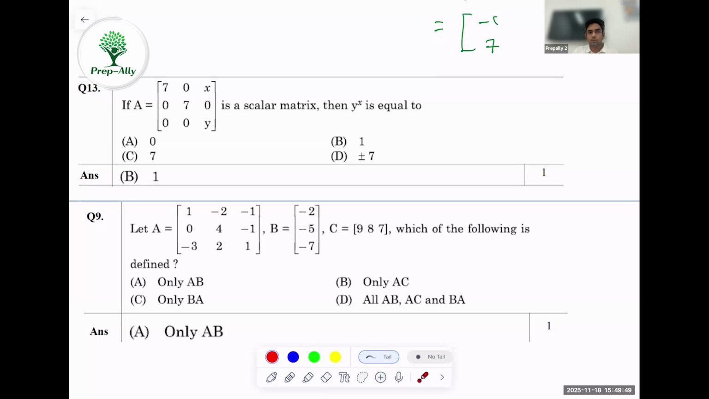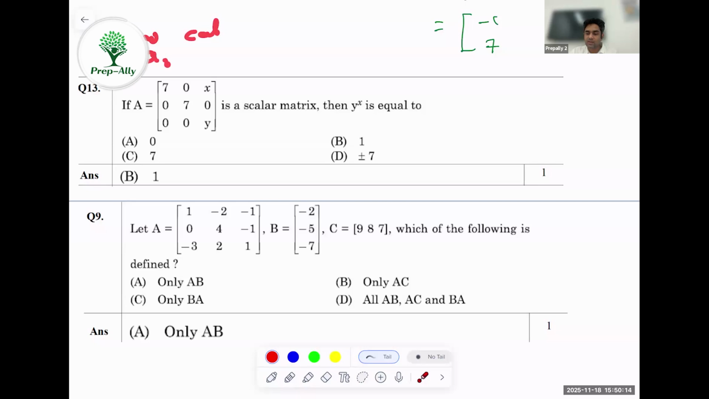If we talk about this first 1 marker question, it was given that it's a scalar matrix. In a scalar matrix, we know that the diagonal elements should be of the same value. This is the only diagonal. This is not a diagonal of the matrix. Do not do that. It's not like a normal square. Diagonal means that my row number and column number should be the same.